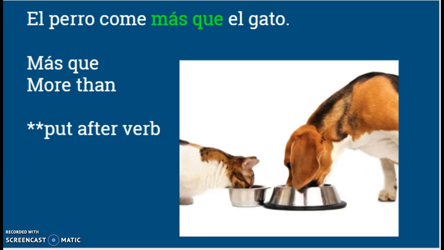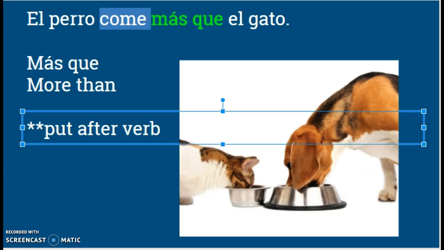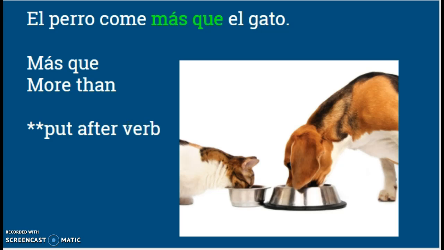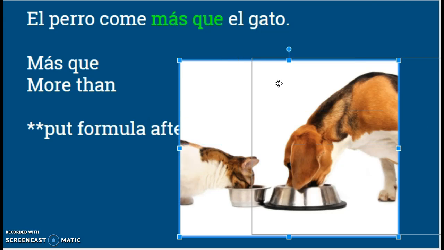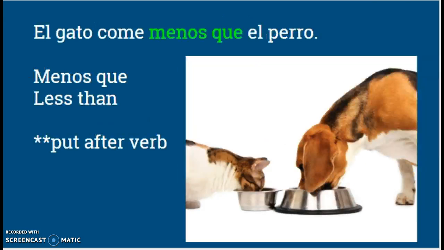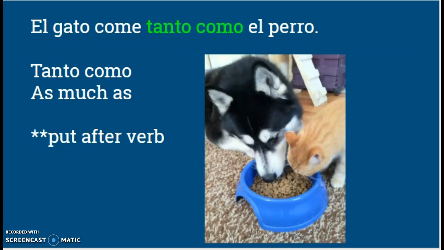So I have el perro come más que el gato. Come, the verb, is coming before más que. So I'm putting the formula after the verb. Here I have menos que, less than, coming after the verb once again. And then I have my example of them eating the same amount.